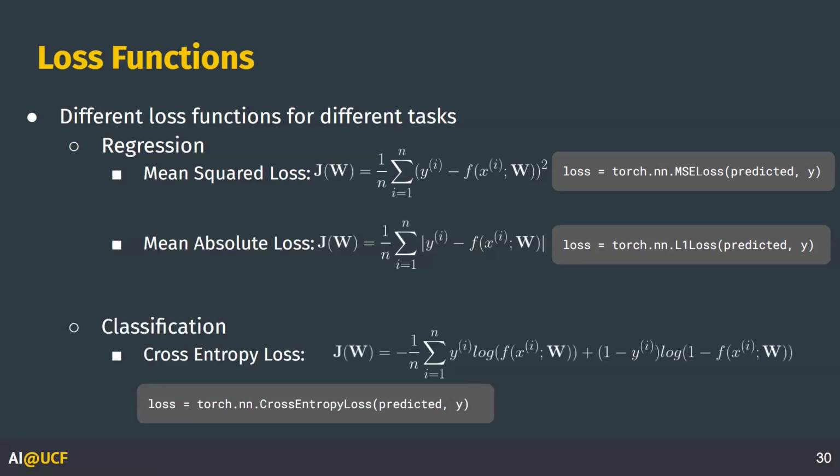And then for classification, we use a different loss called the cross entropy loss. It's a bit more of a complex loss that looks really fancy, but it's basically just measuring the probability of what your answer should be times the log of the probability of what you actually got.